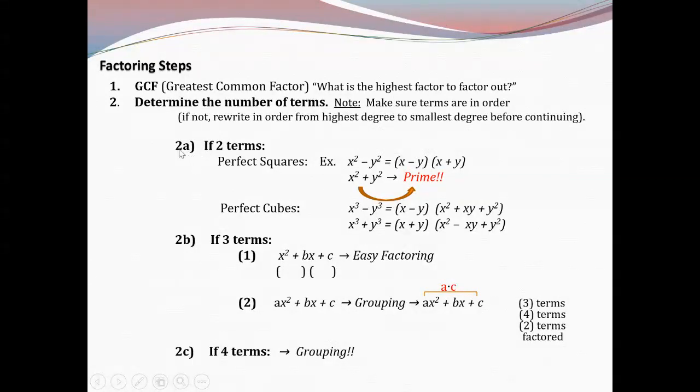Step 2a: if it's 2 terms, it's either going to be perfect squares, which is x squared minus y squared, or x squared plus y squared, or perfect cubes, which is x cubed minus y cubed, and so forth. If it's 3 terms, it's either what I call the easy factoring, or it's going to be ax squared plus bx plus c. There are 2 ways to factor in this form: trial and error, and also by grouping. I prefer grouping because this way I get to assist students who have a hard time with math, and grouping will be easier for them. Also, if you have 4 terms, it's by grouping.